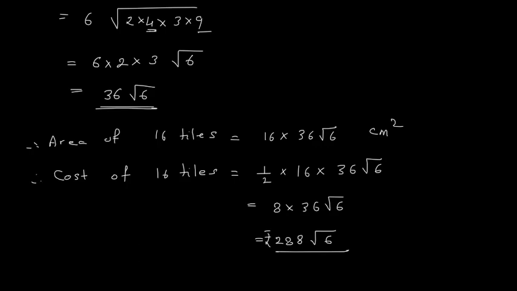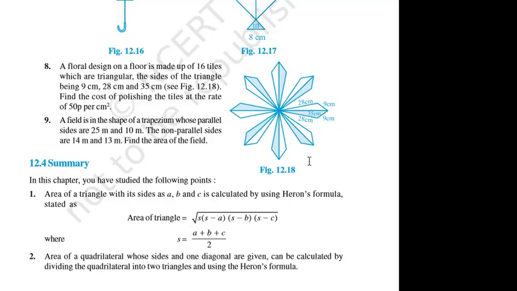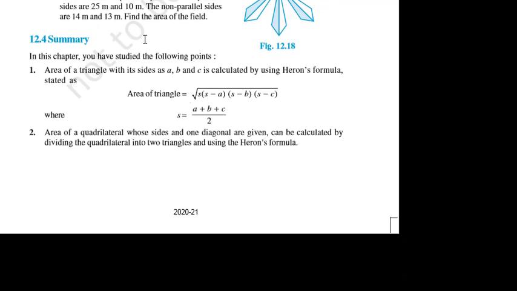If you want, you can find the value of root 6. You know how to use the long division method and calculate the value of root 6. Ninth problem. A field is in the shape of a trapezium whose parallel sides are 25 and 10 and non-parallel sides are 14 and 13. Find the area of the field.